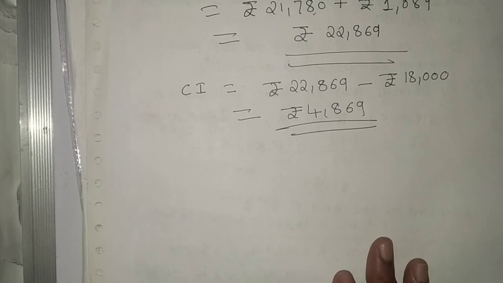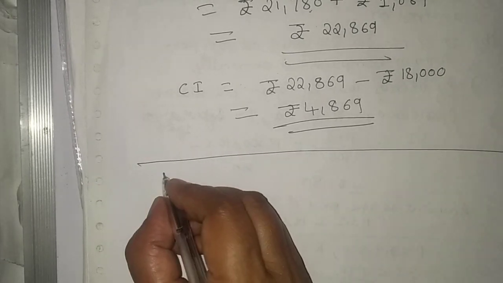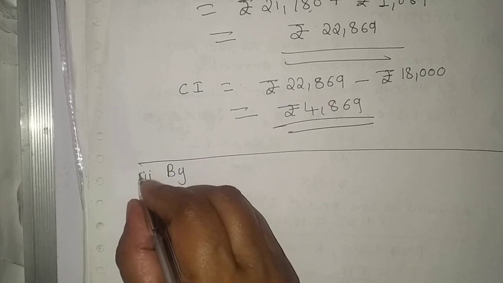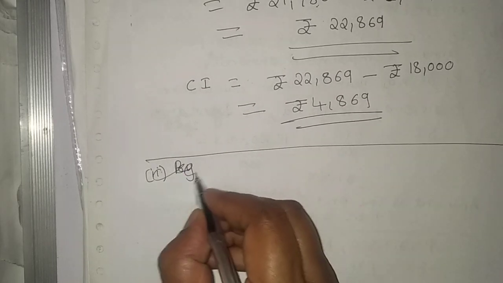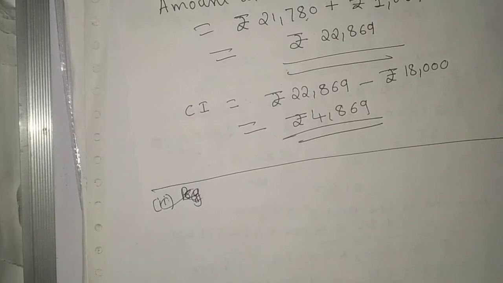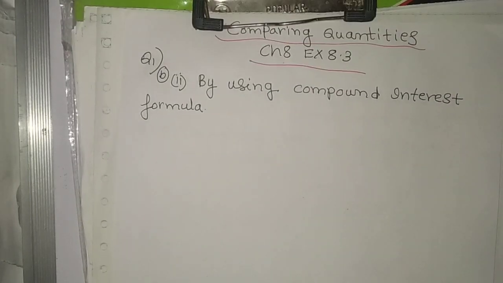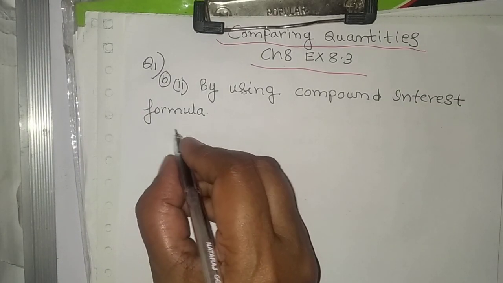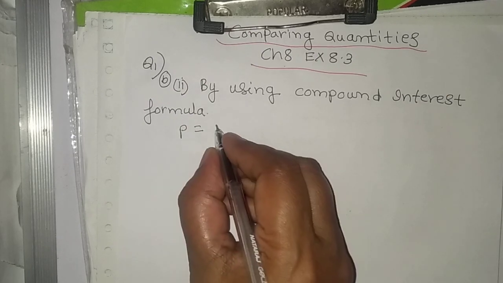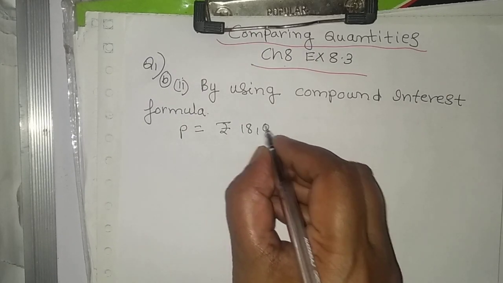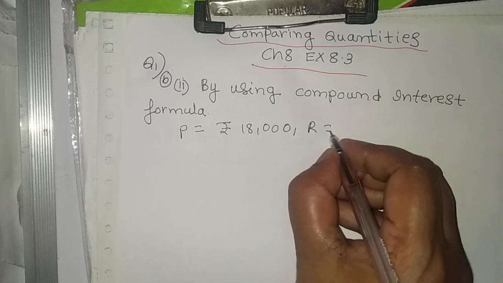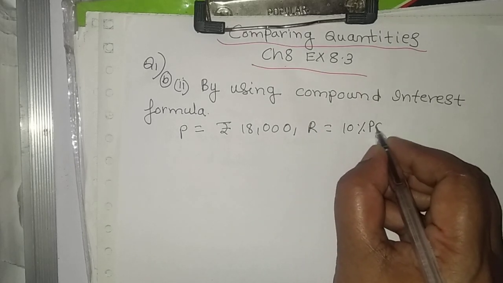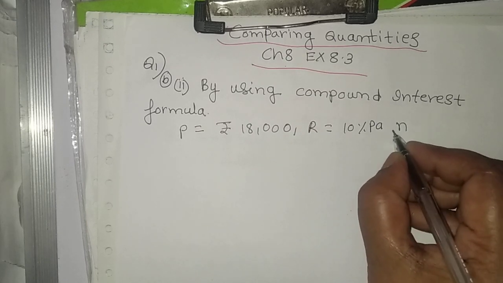Now we move on to the second method, that is by using the compound interest formula. I'll continue in the next sheet. Here the principal is rupees 18,000, rate of interest is 10% per annum, and N we will take as 2 years.